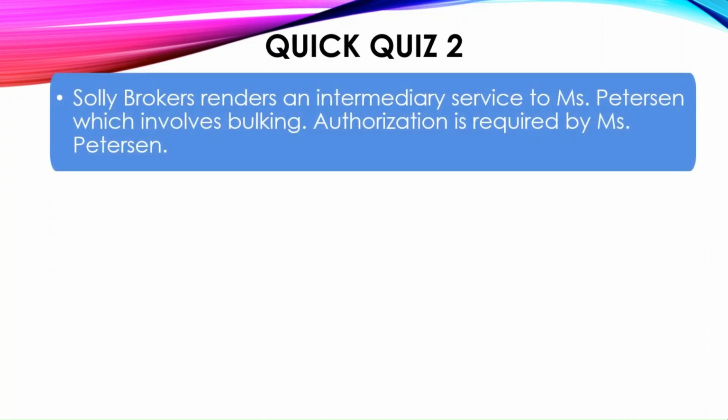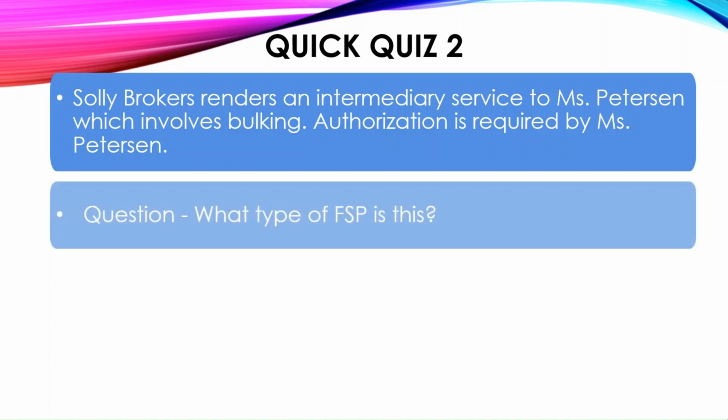Okay, so let's get on to quiz number 2. Solly Brokers renders an intermediary service to Ms. Peterson, which involves bulking. Authorization is required by Ms. Peterson. So firstly, we see that it's an intermediary service that's mentioned in the story. Secondly, they mention bulking, and thirdly, they mention that we require the client's consent. So, what type of FSP is this?